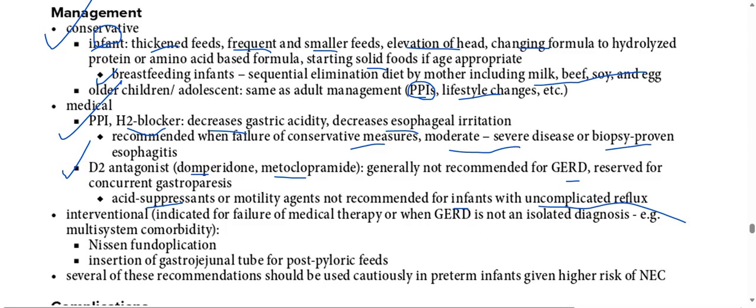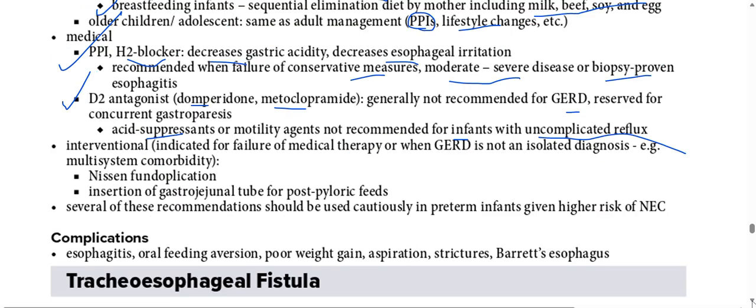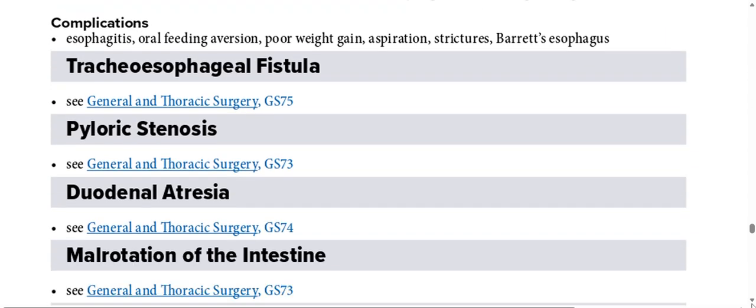Then interventional management: when there is failure of medical therapy, or GERD is not an isolated diagnosis, we have to do some surgeries, like Nissen fundoplication and insertion of a gastrojejunal tube, post pyloric feeding. Several of these recommendations should be used cautiously, given the high risk of necrotizing enterocolitis. What are the complications of GERD? There may be esophagitis, oral feeding aversion, poor weight gain, strictures, and maybe development of Barrett esophagus.